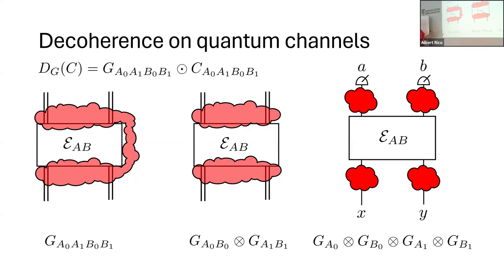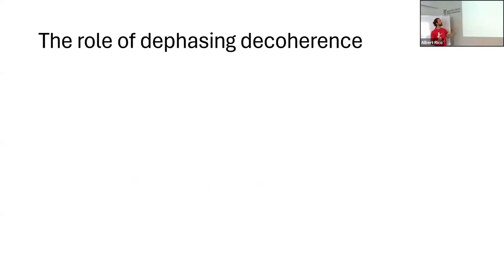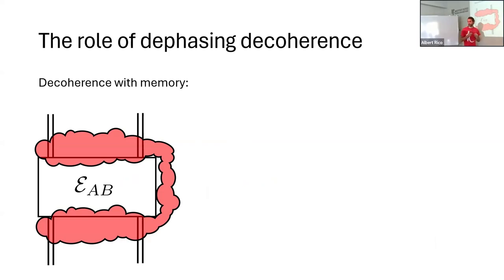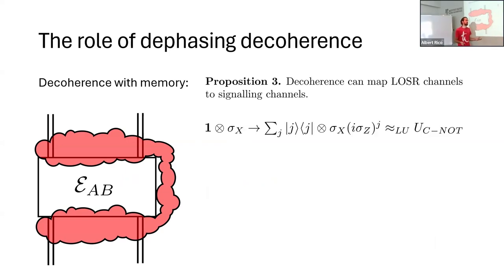Okay, but let's go step by step. First case of general decoherence. It turns out that some decoherence can be useful in some real sense. It can even take, for some particular parameters, local operations of central nodes that are useless in nonlocality protocols and map them to extremely useful channels, namely single channels.